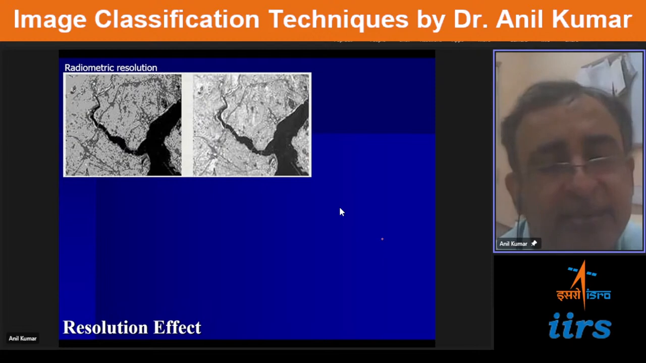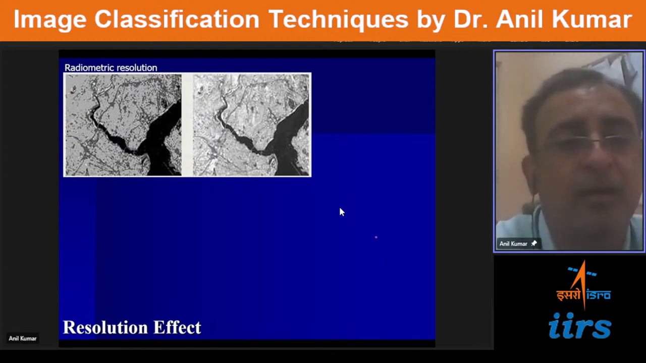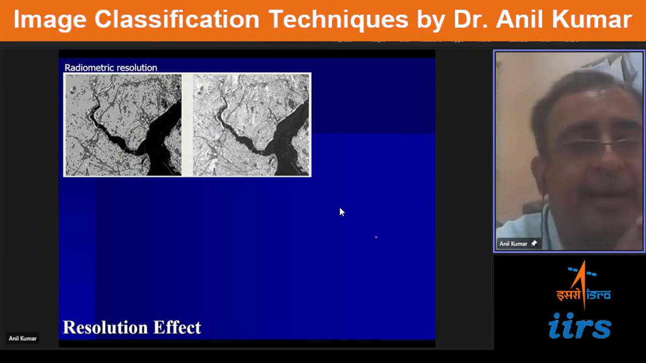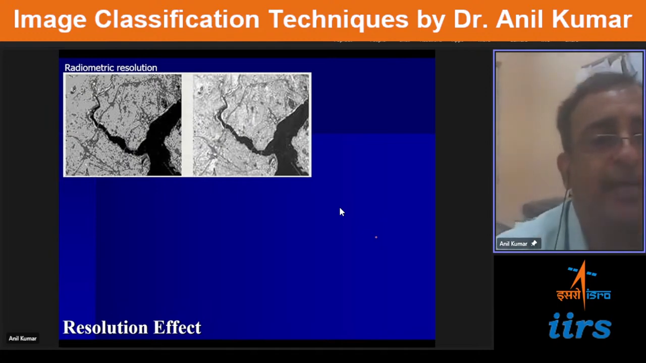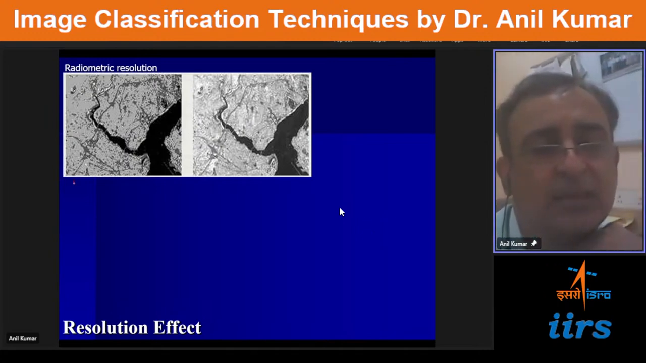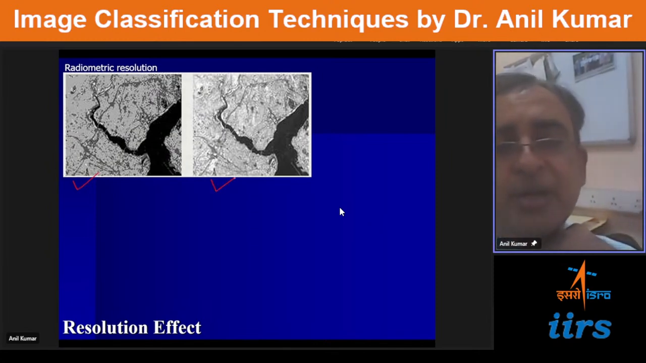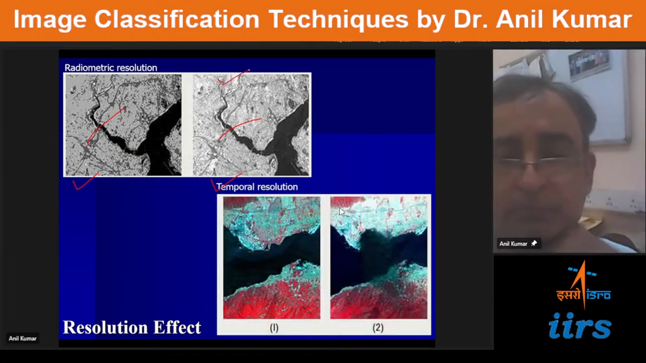Third is radiometry. That means how many shades are present, and radiometry is represented in the form of bits. What's the bit of the image? 8-bit or 9-bit, 10-bit like that. So here one image you can see it has less radiometric resolution, and here you can see more radiometric resolution. Basically here you can see less shades, and here you can see more shades. So once the radiometric resolution is more, you can have again many more shades of the object.